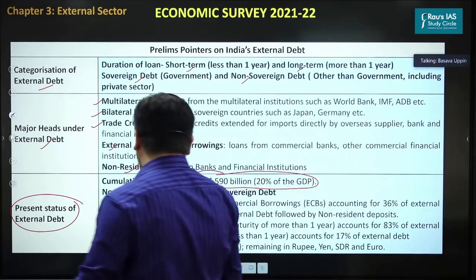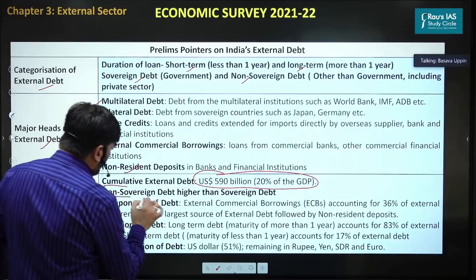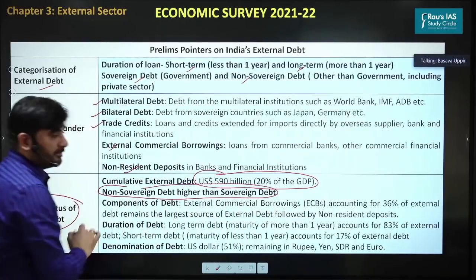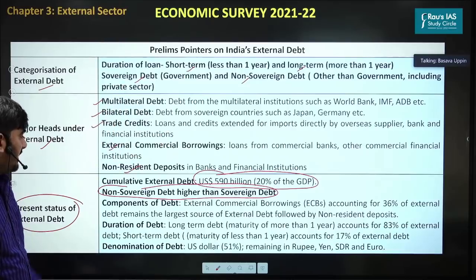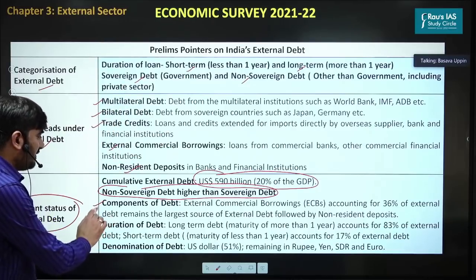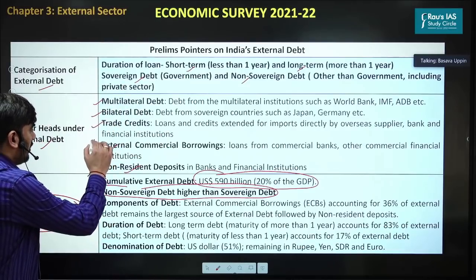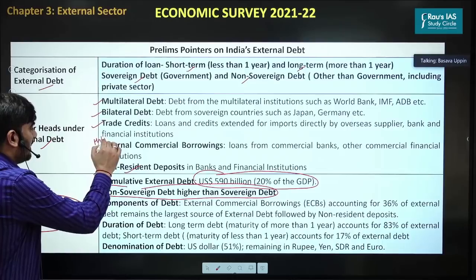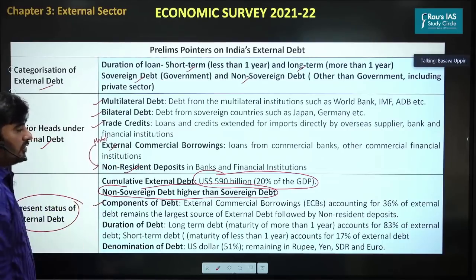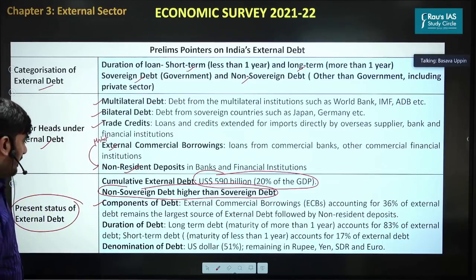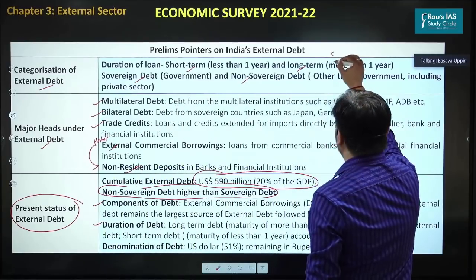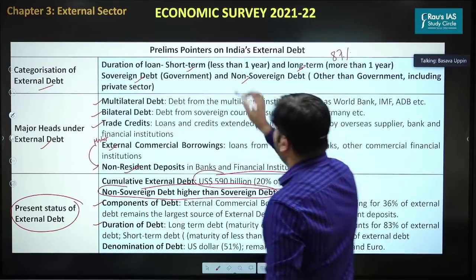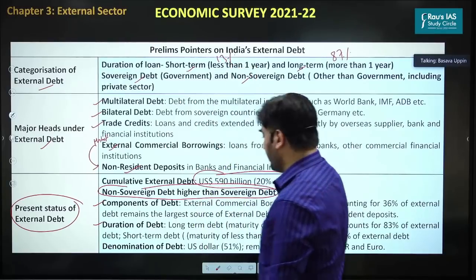And remember this, our non-sovereign debt is higher than the sovereign debt. Debt which is borrowed by the private sector is more than the sovereign debt. And if you look at the components of external debt, external commercial borrowing accounts for the highest share, followed by non-resident deposits. With respect to duration of debt, long-term debt is higher, almost 87%. Short-term debt is the remaining 13%.